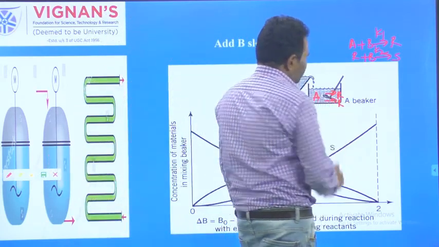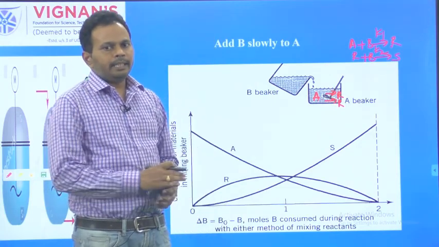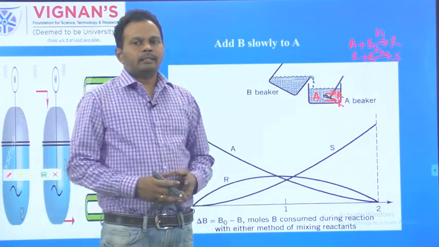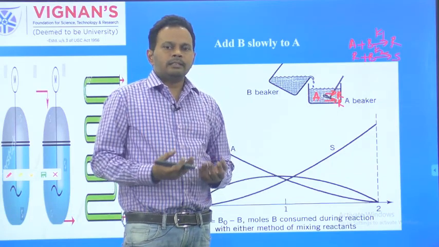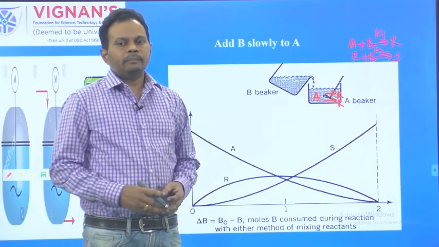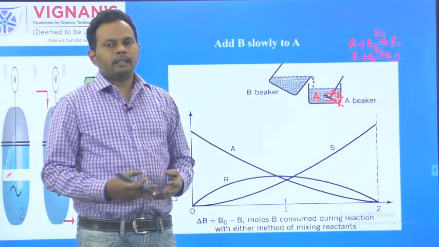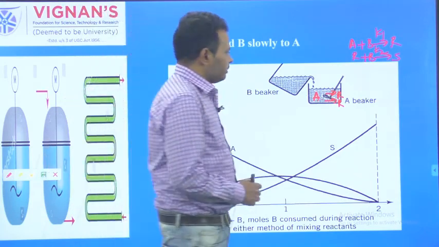If we keep on adding the B, B reacts with A until the concentration of R is greater than the concentration of A. Once the concentration of R is more than the concentration of A, from that point onwards if we keep on adding B, B reacts with R and produces S. B reacts with R and produces S.